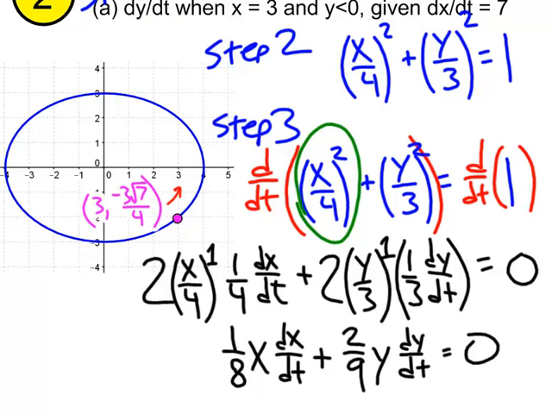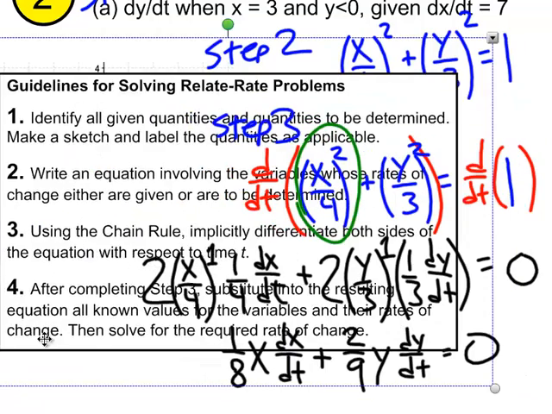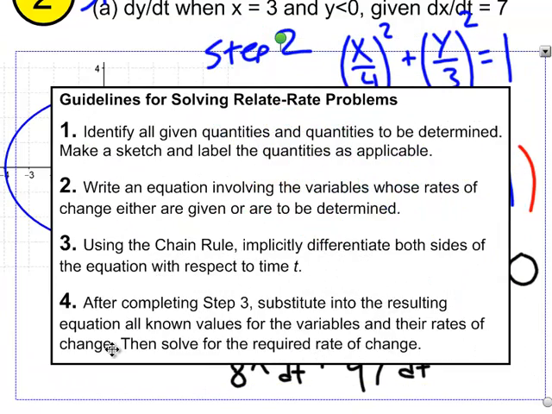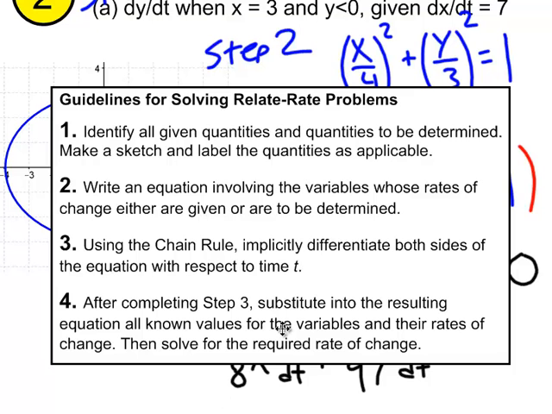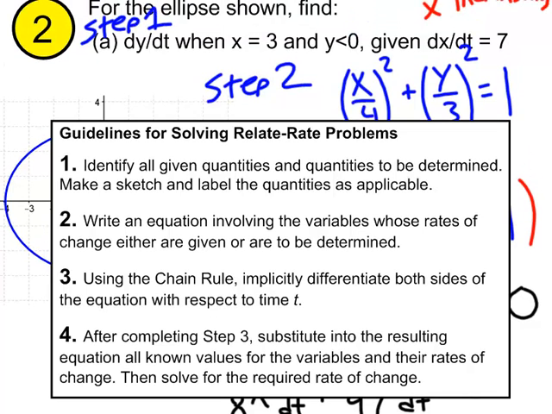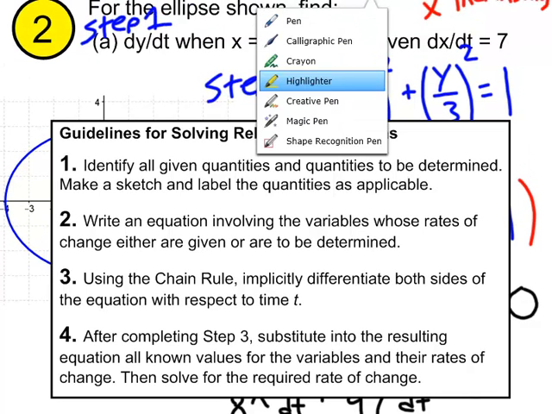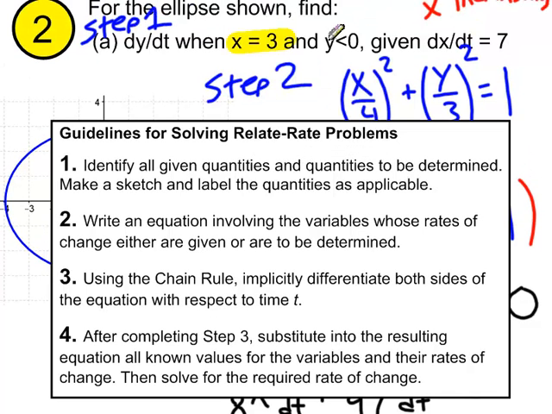All right, finally, step 4. Step 4 says, after completing step 3, substitute into the resulting equation all the known values from step 1, and then solve for the required rate of change. So solve for the dy over dt. So refer back to step 1, where we're going to plug in this and the y value that we found and the dx over dt, and then we're going to solve for this, okay?